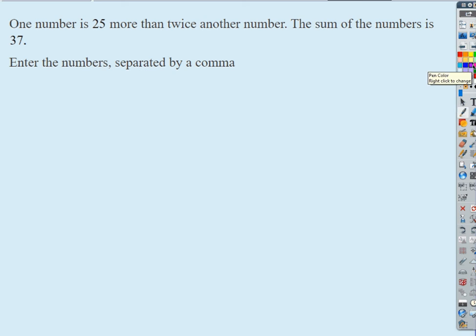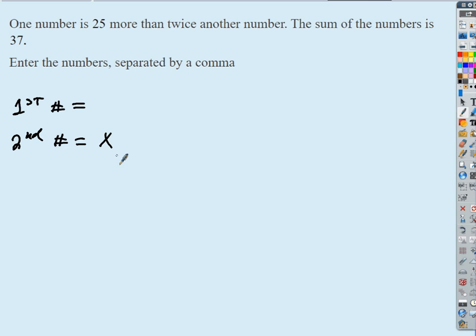So it wants the numbers, two numbers, right? One number is 25 more than twice another number. So let's define our variables. We've got first number and second number. The first number is 25 more than twice the second number. Which one are we going to call x? Probably the second number, right? Because they don't tell us anything about it, so we'll call that x.